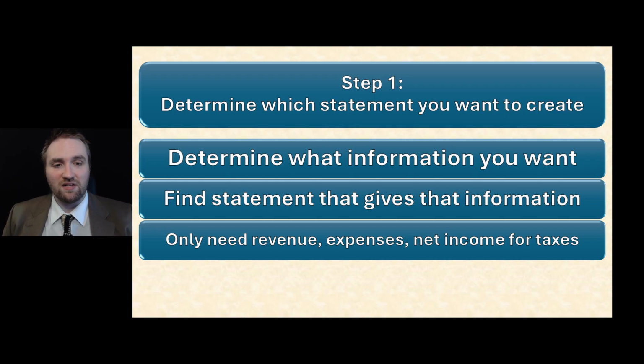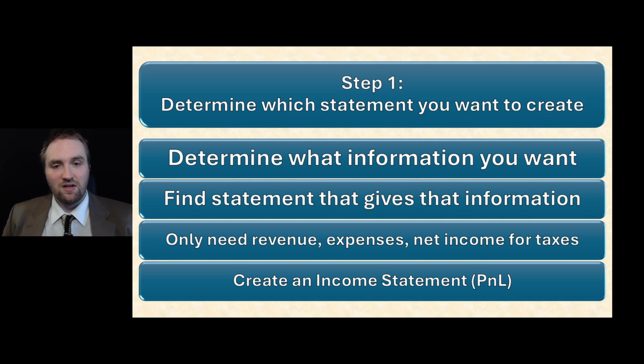In order to find these items, you need to create an income statement, which is the document I mentioned earlier, also called a P&L or profit and loss. Let's continue by focusing on creating an income statement specifically. So, for this example, we're looking for revenues, expenses, and net income. And to get that, we're going to create an income statement.